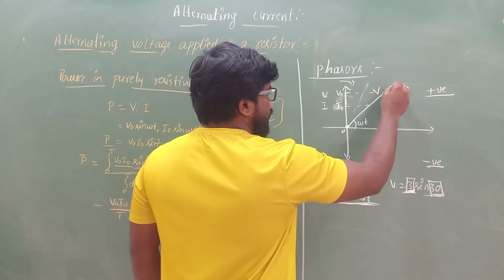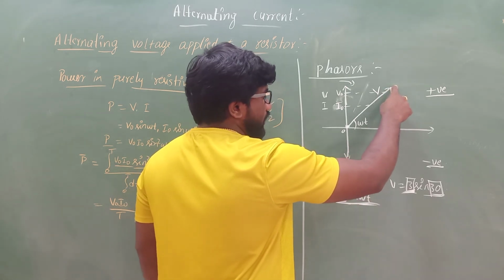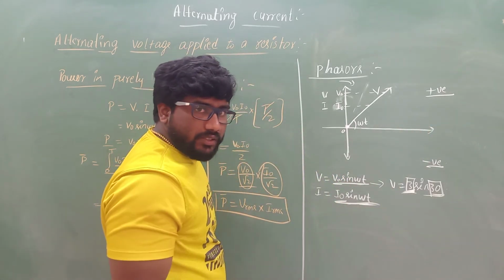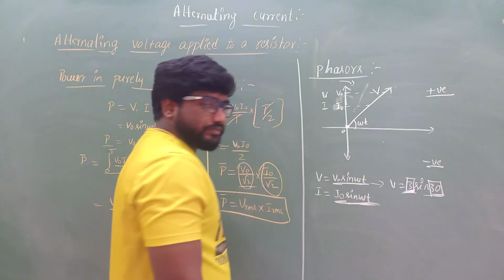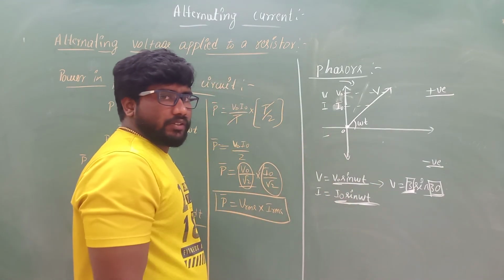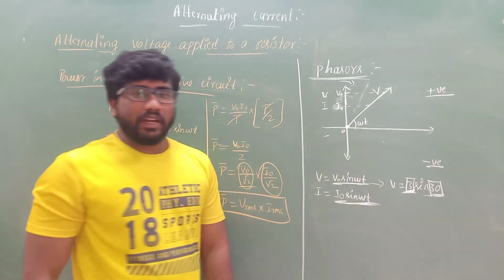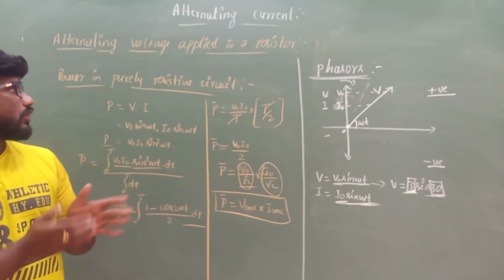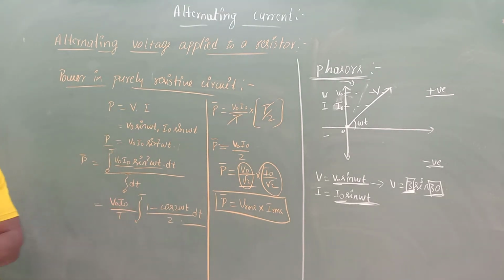If here it is 30 we took, here we have a position vector. If you take 20, it comes here. If you take 0, it comes here. If you take minus 10 or minus 20, there it comes. As they mentioned, it rotates in the anti-clockwise direction. That's the reason why we took it like that. So this is all about the phasor diagram, and the alternating voltage applied to a resistor and power in a purely resistive circuit. This is all about the concepts for this class.